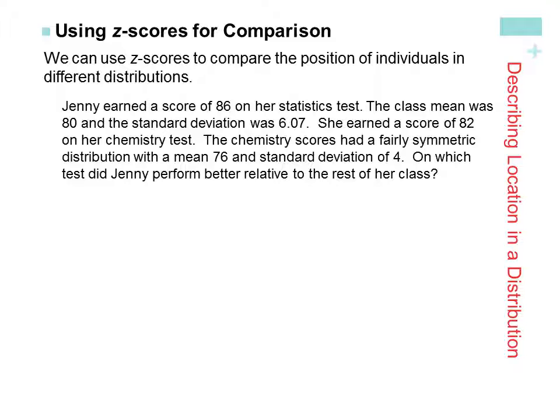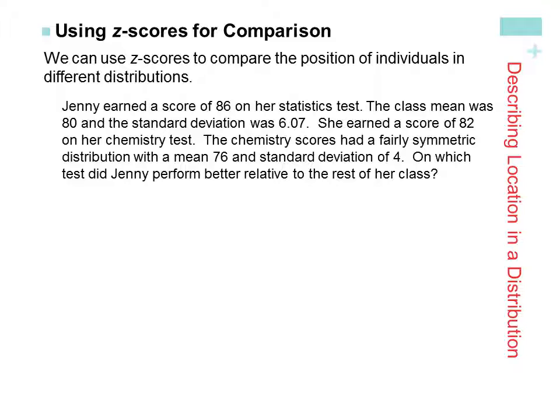Okay, so number one, when we talked about Jenny, first we knew she earned a score of 86 on her statistics test, where the class mean was 80 and the standard deviation was 6.07. She earned a score of 82 on her chemistry test. The chemistry scores had a fairly symmetric distribution with a mean of 76 and standard deviation of 4.